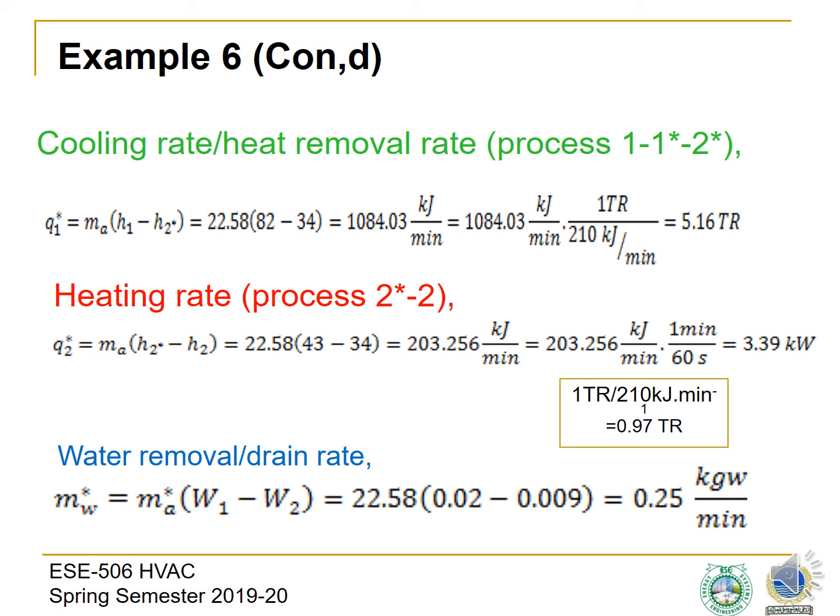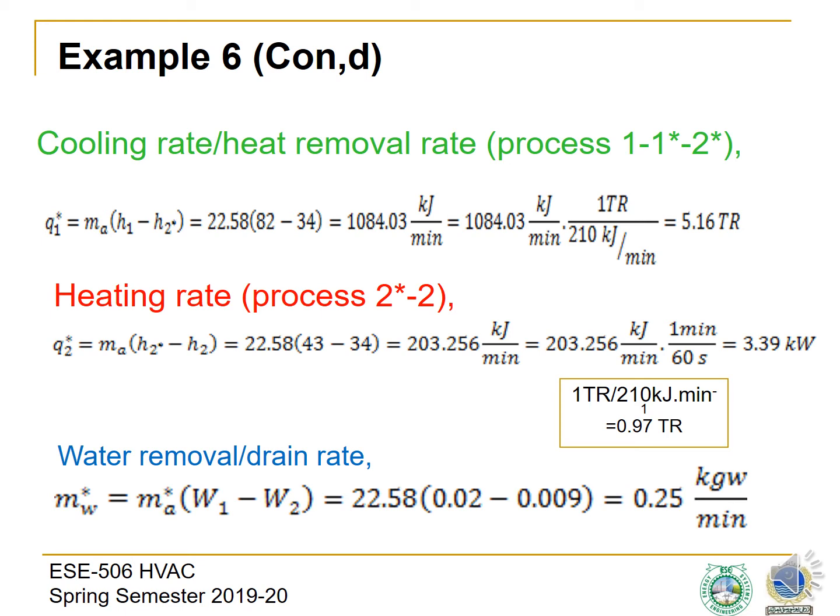So the heating rate, process 2 star to 2, Q2 star is equal to MA into H2 star minus H2, which is equal to 22.58 into 43 minus 34, which is equal to 203.256 kilojoules per minute. It is equal to 203.256 kilojoules per second. So kilojoule per second is called kilowatt. So our answer comes to be 3.39 kilowatt.